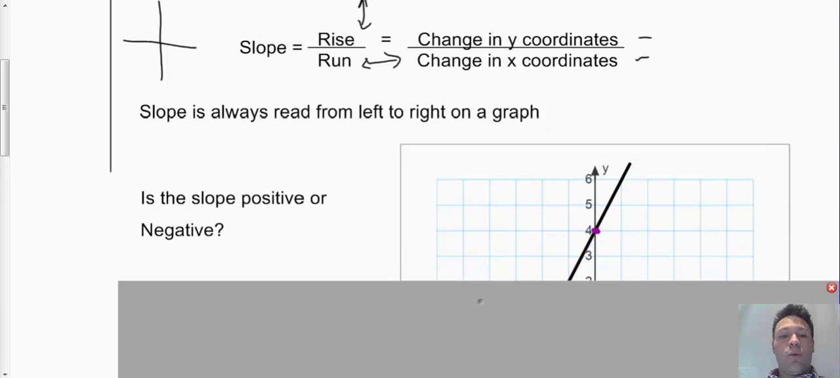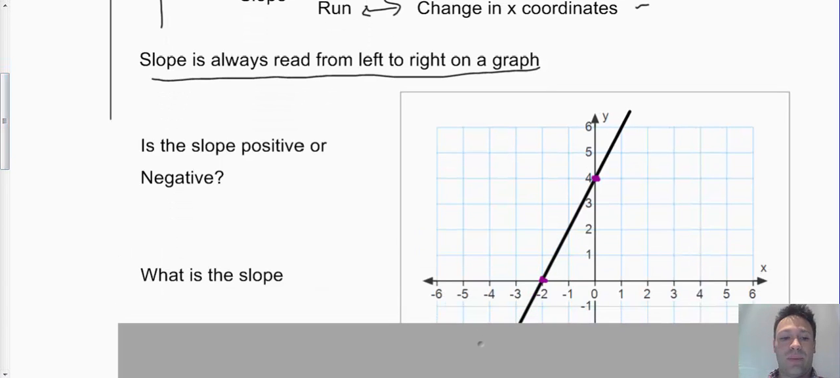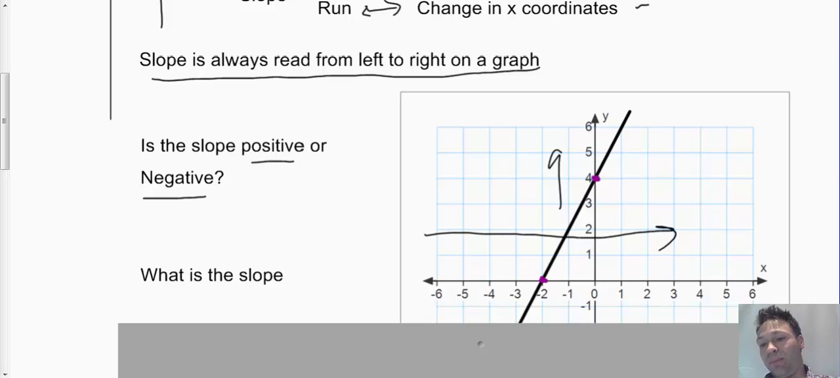Slope, we always read it from left to right on a graph, and so there are some questions that we can look at just by looking at this graph. What is the slope? Is it positive or is it negative? If we look at the graph from left to right, we notice that the graph is a positive slope, because as we go from left to right across, the line goes up. So we have an uphill battle, and our slope is positive. If it goes up, our slope is positive. If it goes down, our slope is negative.